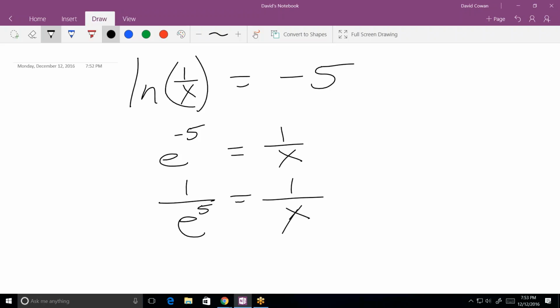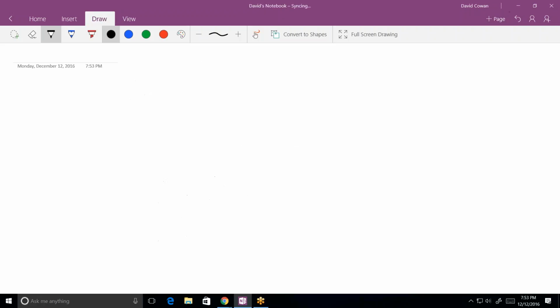Okay. And then for that one, do I need to verify that? No, because that's always a positive number. And as long as that's a positive number, then you're fine. As long as x is a positive number. I didn't mean 1 over e to the 5th. Actually, no, that's true. 1 over e to the 5th has to be a positive number. All right.